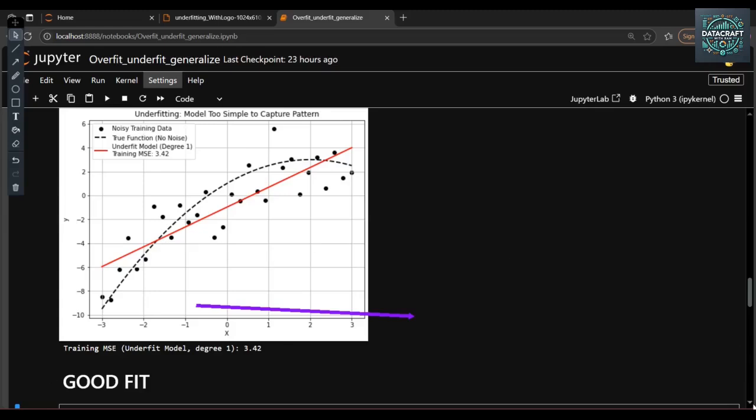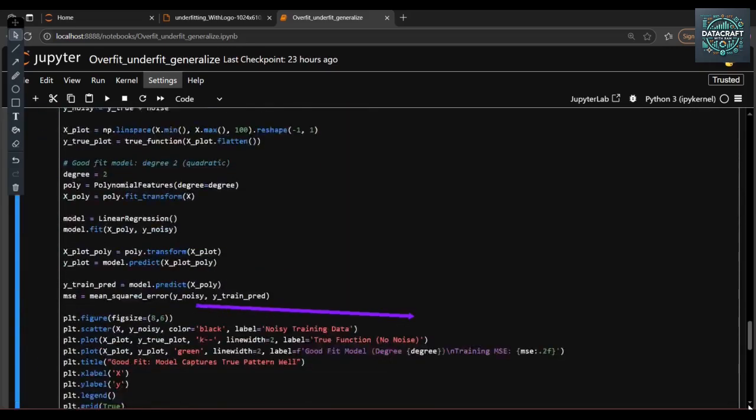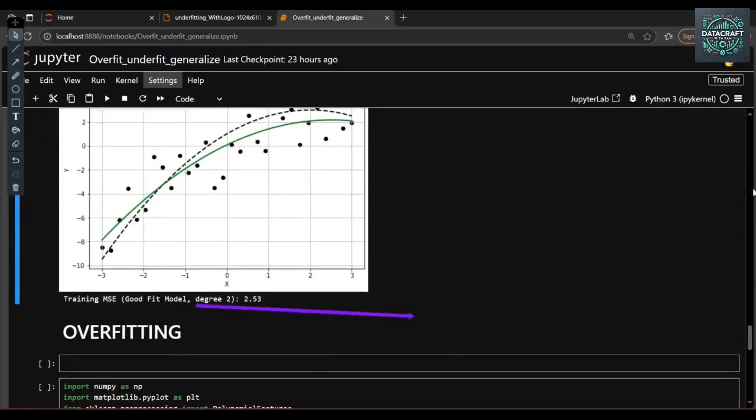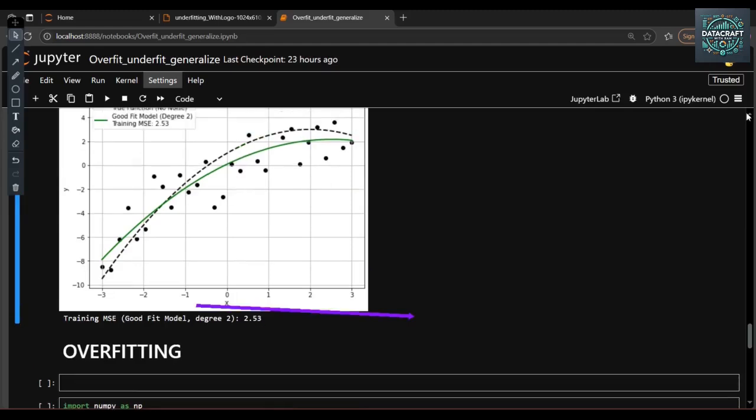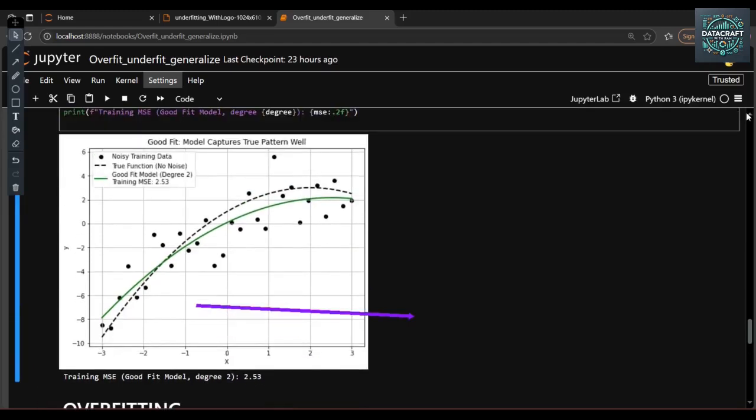And if I talk about the generalized model, which is the best model, my training mean absolute error is 2.53, which is absolutely good. So this means the model learned the underlying pattern well while ignoring the noise. In this particular case, I am going to say this model is a generalized model, because the model performs well with the training data set and also with the testing data set.